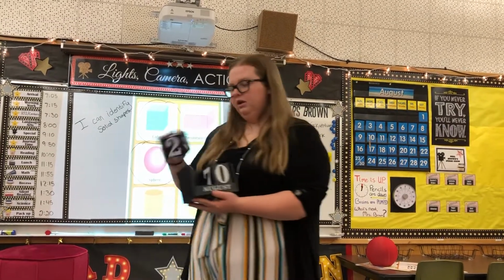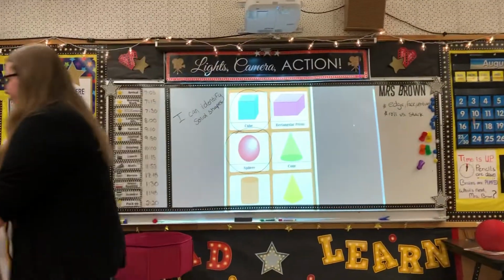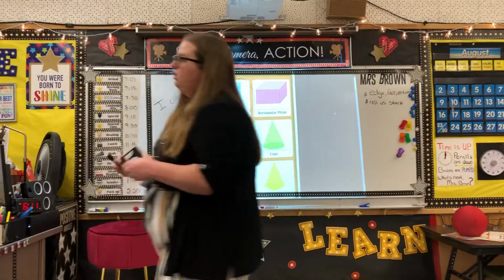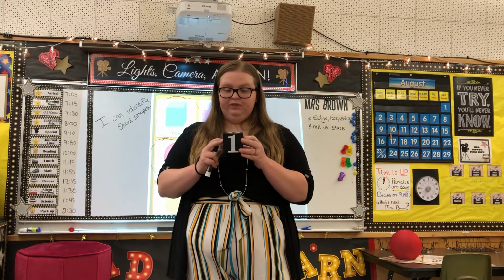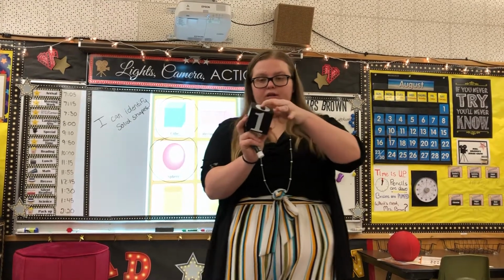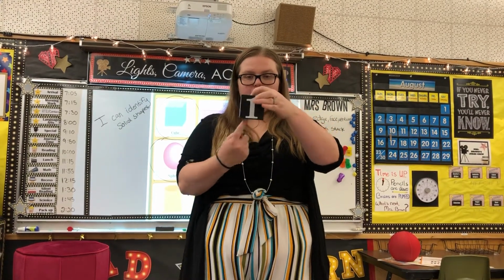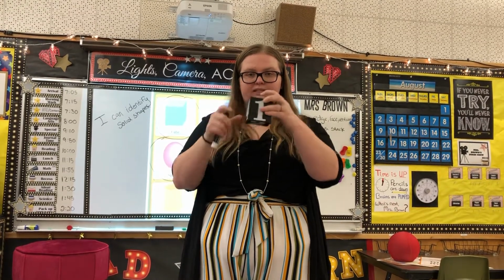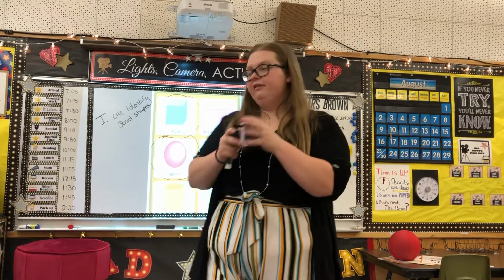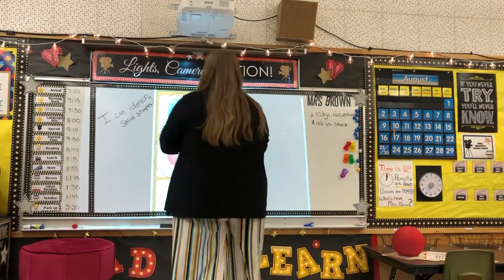So, let's talk about the cube for a second. Cubes always have, let's count them, 1, 2, 3, 4, 5, 6 sides. Cubes always have 6 sides. So let's write that.